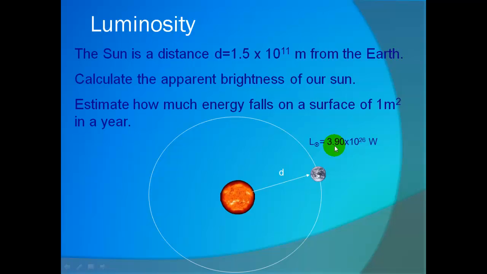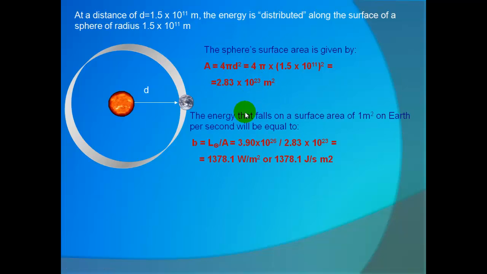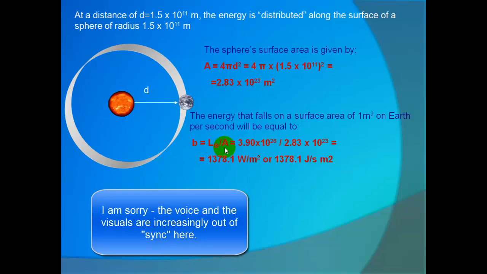So the area is 4 pi d squared, which is this value. The brightness is the luminosity divided by the area, which is 4 times 10 to the 26, divided by the area of this sphere of radiation where the Earth is, at this radius here. And we end up with a value of roughly 1,400 watts per meter squared. In other words, where the radiation meets the Earth's surface at 90 degrees, the brightness will be 1,400 watts for every square meter.